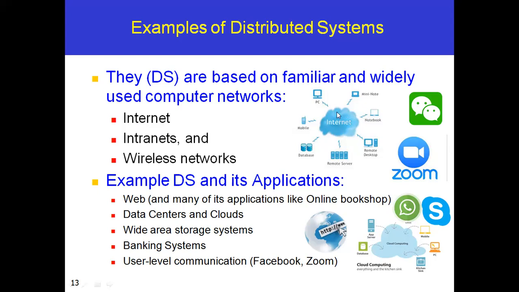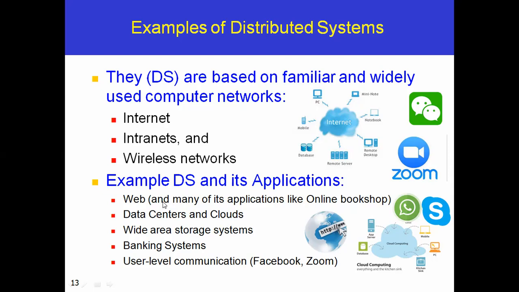See here, this is the internet. To this internet, a personal computer, mobile, database, remote server, remote desktop, and notebook are all connected to the network. This is also a distributed system. Why? Because this is a distributed system over the internet. All these are connected.